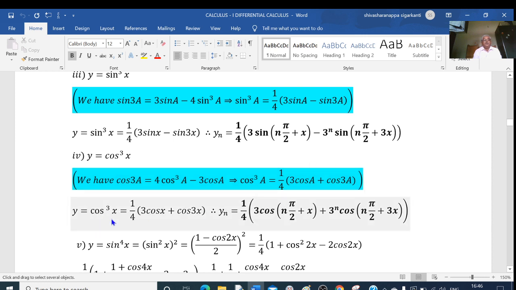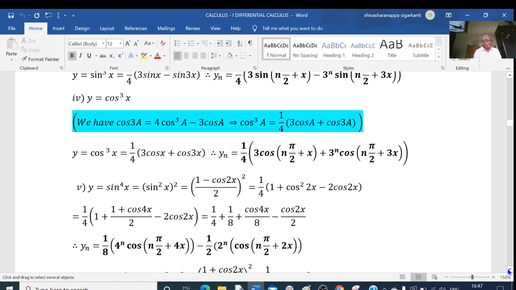That is, cos cube x equal to 1 by 4 into 3 cos x plus cos 3x. Now we can find the nth derivative of this. So yn equal to 1 by 4 as it is. 3 cos x nth derivative is 3, constant as it is, cos x nth derivative is cos of n pi by 2 plus x, plus cos 3x nth derivative is 3 power of n into cos of n pi by 2 plus 3x. Okay, this is the nth derivative.